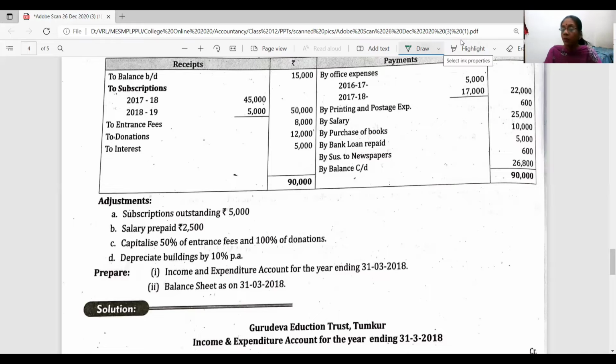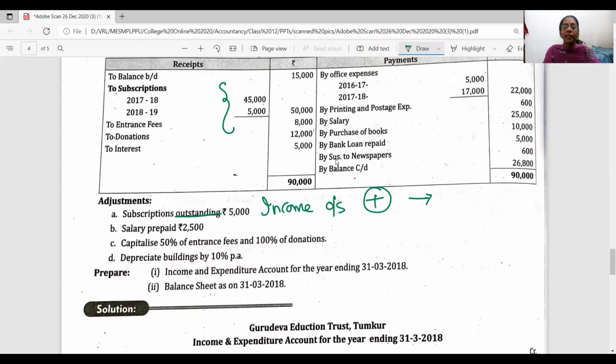Then subscriptions. Subscriptions being an income, let's be a little more careful. Usually the word outstanding is associated with expense. Normally, that's the plight of the student that when they see outstanding, they relate it to the expense. Now, when it says outstanding subscriptions, you have to be a little cautious. This is like income outstanding. Income outstanding is an asset. So current year income needs to come to us, add it back, and it is shown under the asset side of the balance sheet.